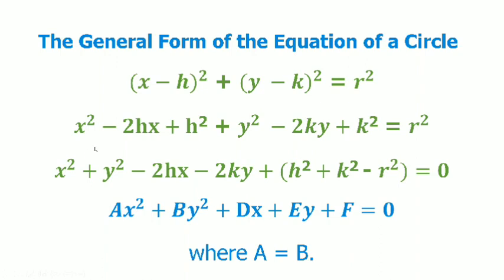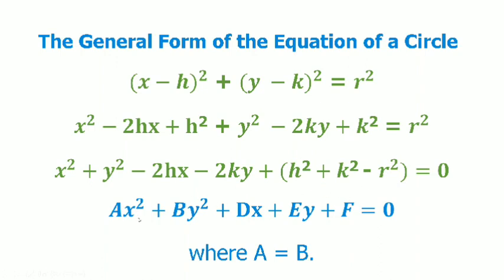And then arrange the terms, placing the squared terms first. So we have x squared plus y squared, and then we have negative 2hx minus 2ky, plus, since h squared here represents a constant, and then k squared here also represents a constant. r squared here is also a constant. And we will put them together: h squared plus k squared minus r squared. So these three terms are all constants.